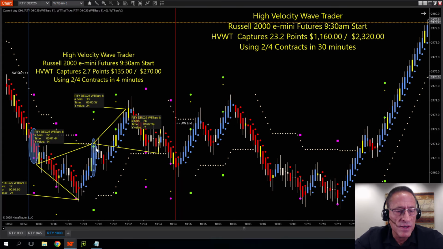We had an opportunity to take 2 trades. This was our first trade setup, as you can see. It got the fixed target. Big wave gives back about 14 ticks. And the second trade was a fixed target, and the big wave gave back about 7 ticks. Total of that sequence was 2.7 points, $135, or $270 if you're trading 2 and 2.